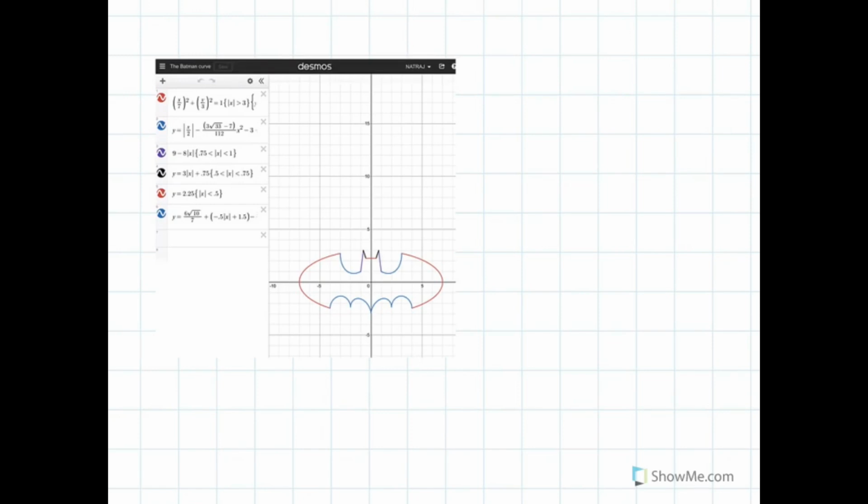Here I have the Desmos calculator. Have a look at this, guys, and you will see the Batman logo there. Now let me explain to you how exactly I created this with a few mathematical equations.